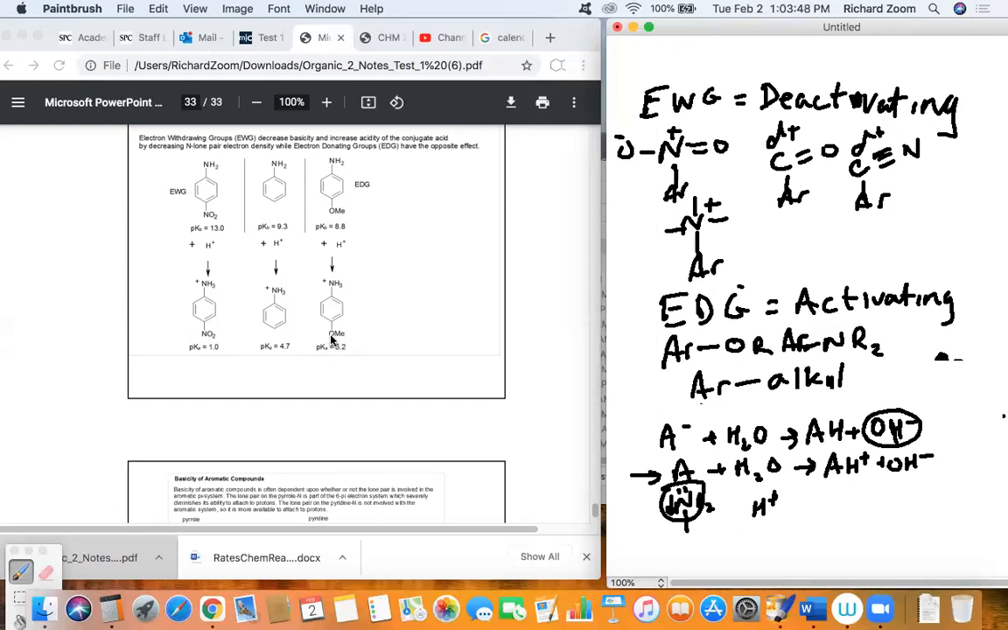On the other hand, if we put in an activating group, the OMe, which is activating, that's going to stabilize the positive charge up here, which makes it less willing to give up the H plus, which makes it less acidic. So you can see the numbers here, 4.7 for the one that's not substituted, 1.0 for the one that is, and 5 for the one that's substituted with the deactivating group, and 5.2 with the activating group. So again, it's the same kind of effect, it's just opposite for the acids.